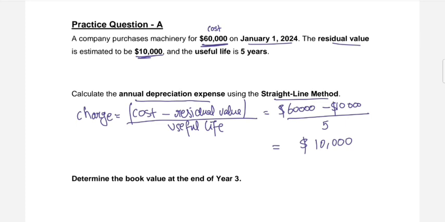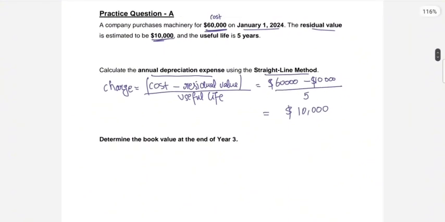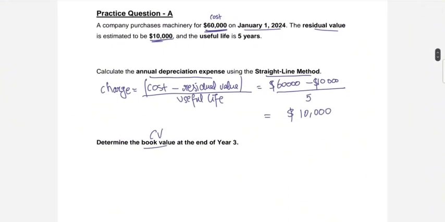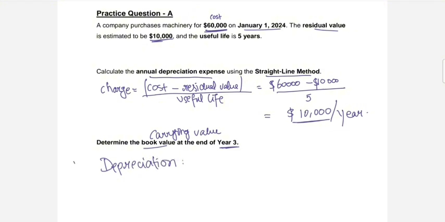So determine the book value at the end of the year 3. Book value is also known as the carrying value of the asset. So what is going to be the book value? Depreciation charged per year is going to be 10,000, right? So if there are 3 years, which it says at the end of the year 3, the depreciation charge will be as follows. The total depreciation charge would be 3 years multiplied by a depreciation charge of 10,000 per year, and the total depreciation charge would be 30,000.